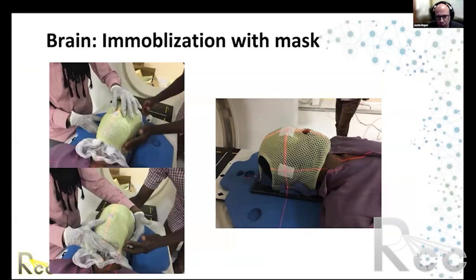While it's curing, what we want to do is create good contact between the mask and the patient's face. In particular, we want good contact on the forehead, at the bridge of the brow, at the nose, and then down at the chin. What you can see is that first the contact is made at the forehead and around the bridge of the nose in the upper left image. And then once that firm contact is made, the therapist works down towards the chin.